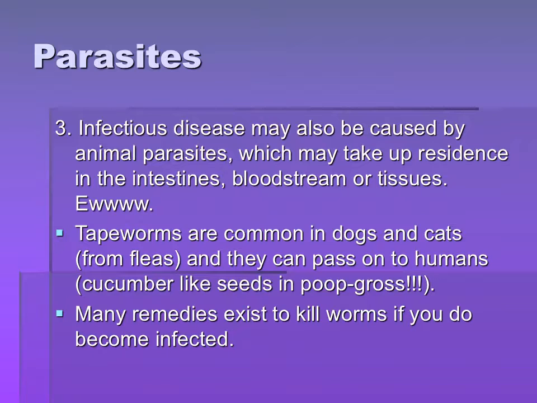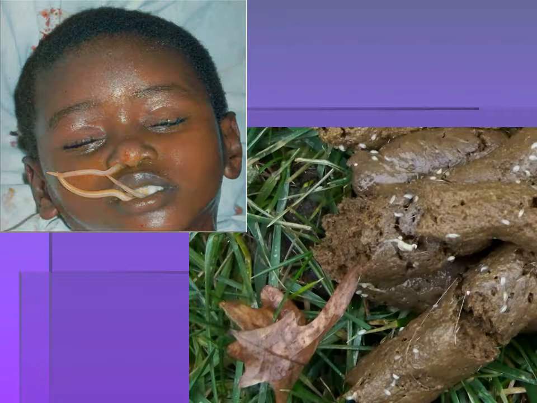Ew! Tapeworms are common in dogs and cats. Tapeworms come from fleas, and they can pass on to humans and look like cucumber-like seeds in your poop. Gross! There are lots of remedies that exist to kill worms if you do become infected. So even though I was just laughing, tapeworms are not funny in humans.